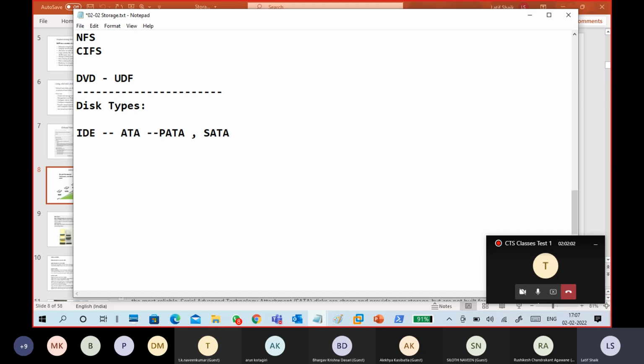So what is IDE? Integrated drive electronics. In some places it is written as device, but actually drive is correct. Integrated drive electronics.